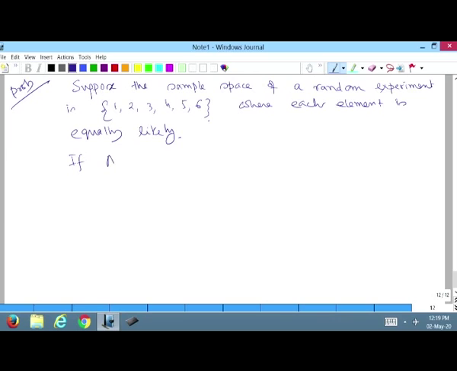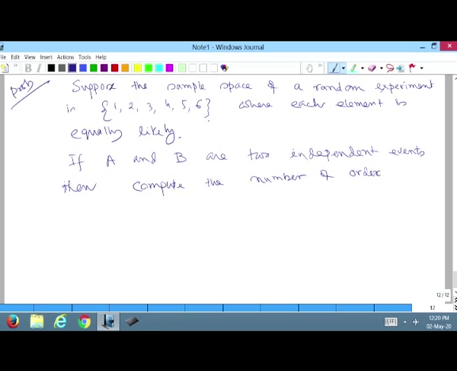If A and B are 2 independent events, then compute the number of ordered pairs (A, B) such that 1 is less than or equal to cardinality of B, which is less than or equal to cardinality of A.